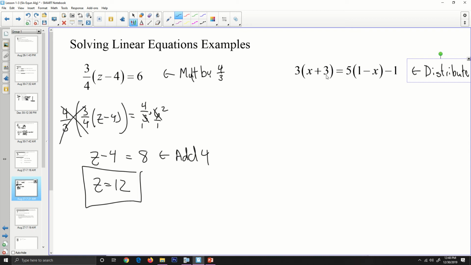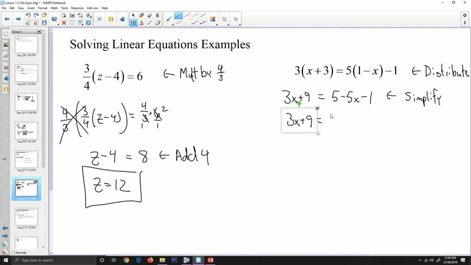And that'll give me, if I distribute here, I'll get 3x plus 9 equaling to, let's see here, if I distribute, I'll have 5 minus 5x minus 1. And I think what I'll do here is simplify first, because I have like terms here on the right-hand side. So I have 3x plus 9 equaling to 5 minus 1, which will be 4 minus 5x.